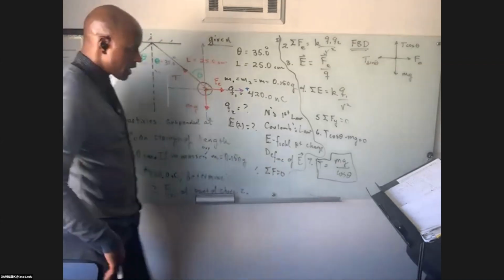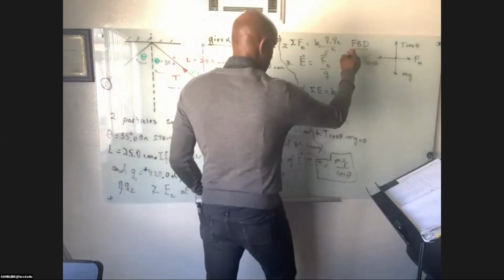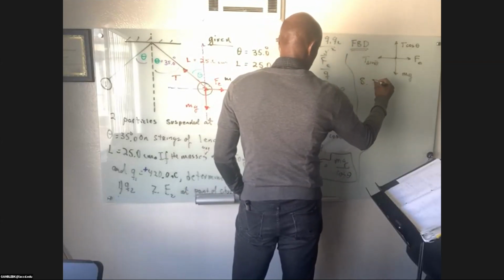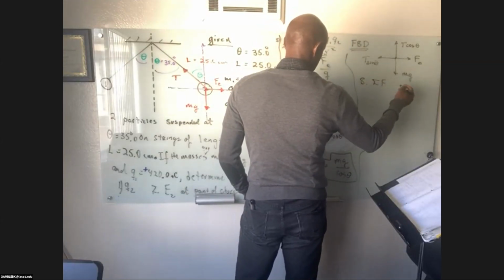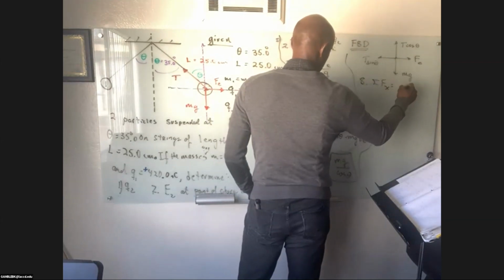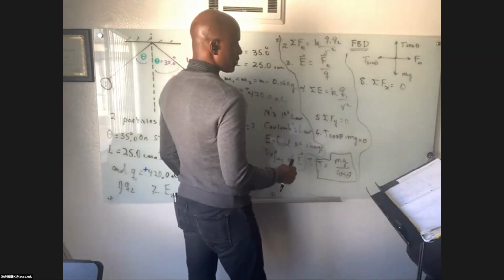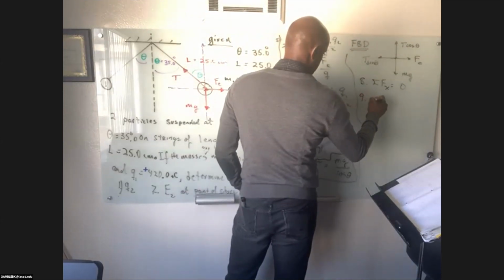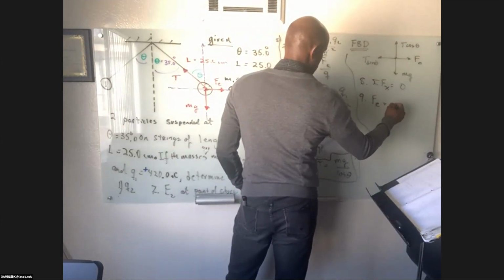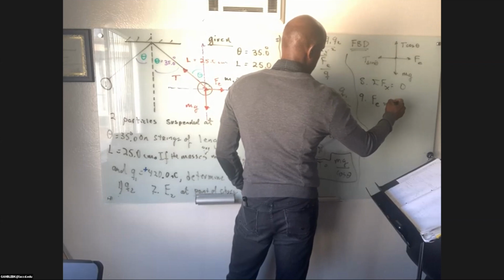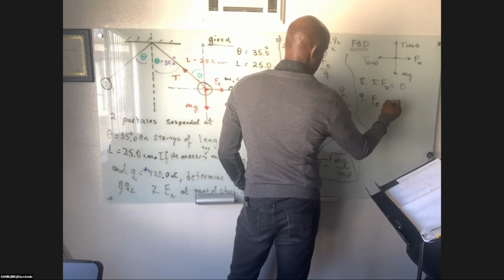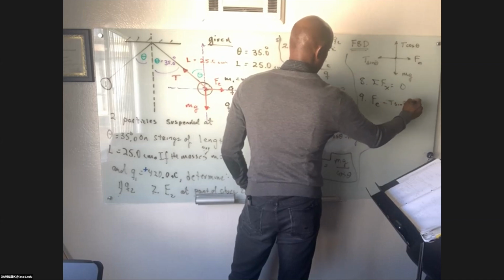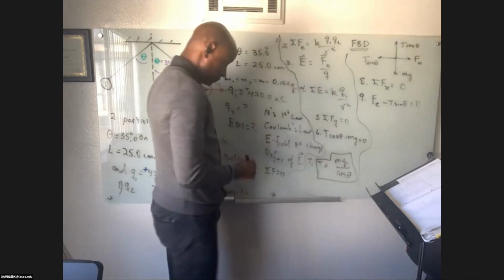In the y direction, we have, again, the first law. So net force, no, in the x direction, I guess, in the x direction equals 0. Just did the y direction. So I have Fe equals Fe minus T sine theta equals 0.